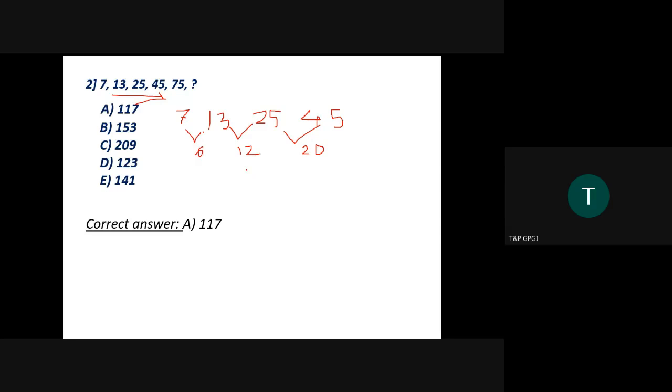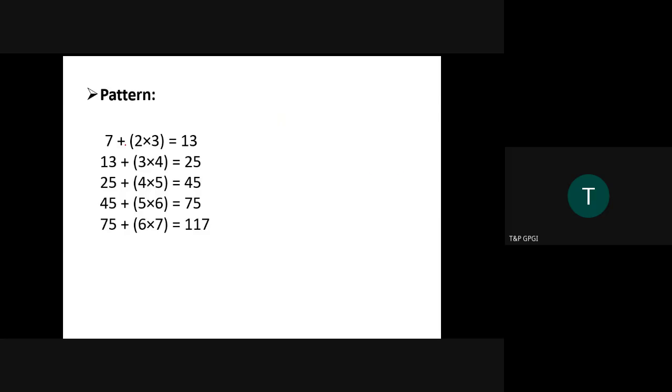First, after getting 6 and 12, I thought maybe this is 6 1s are 6, this is 6 2s are 12, and maybe here 6 3s are 18 would come, but no, this pattern is not going properly, which means this is the wrong method. So see what we can do over here.